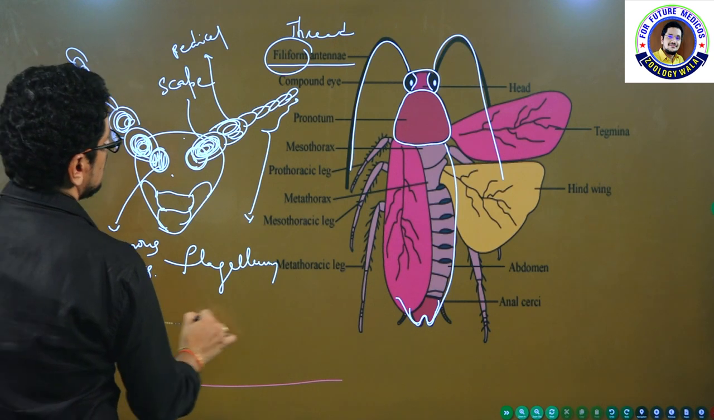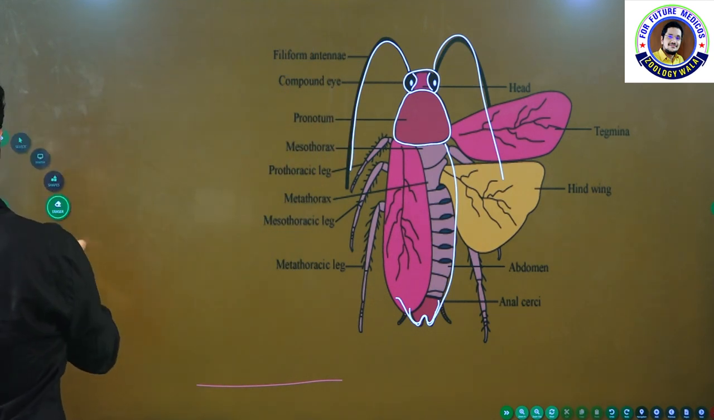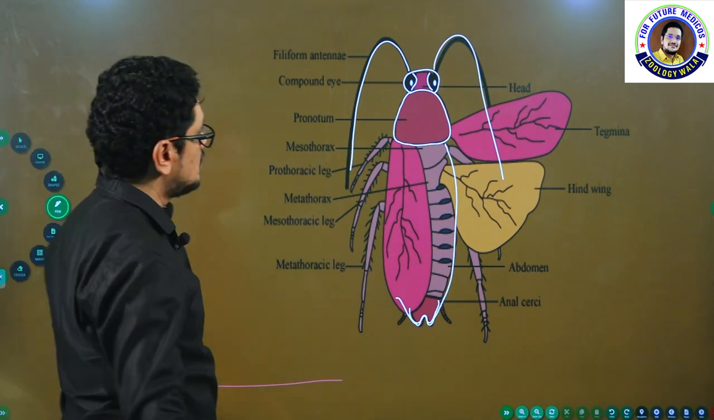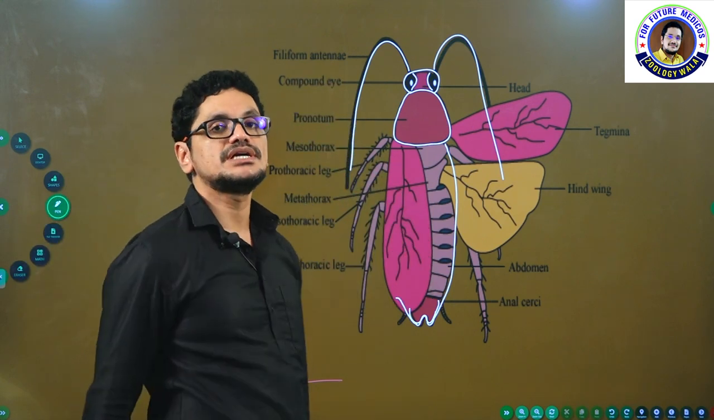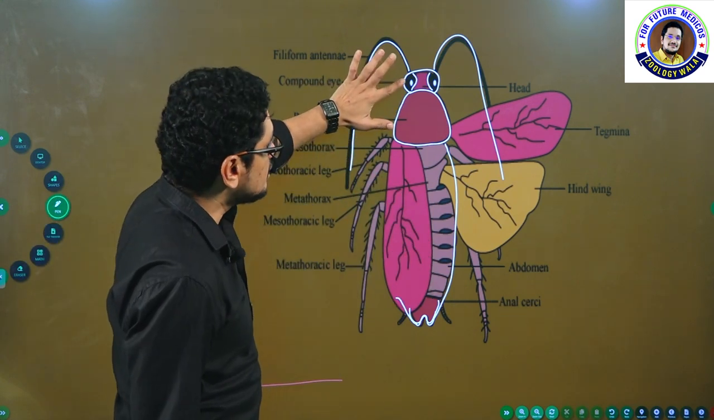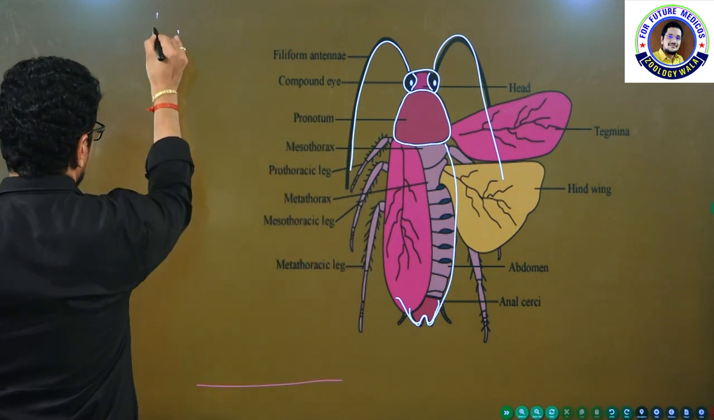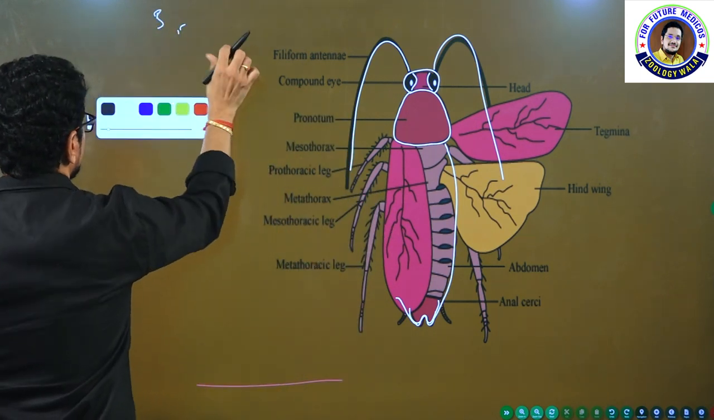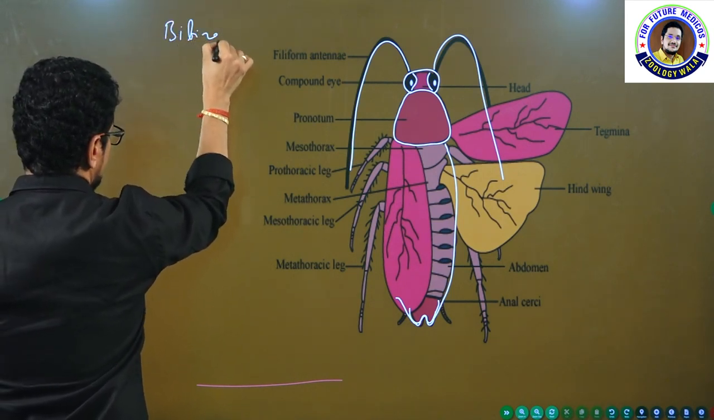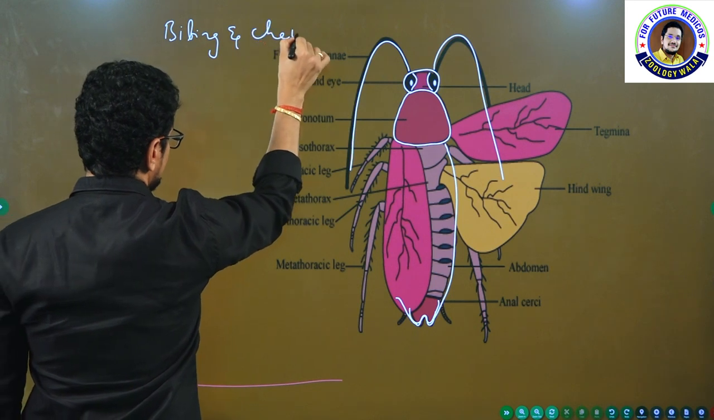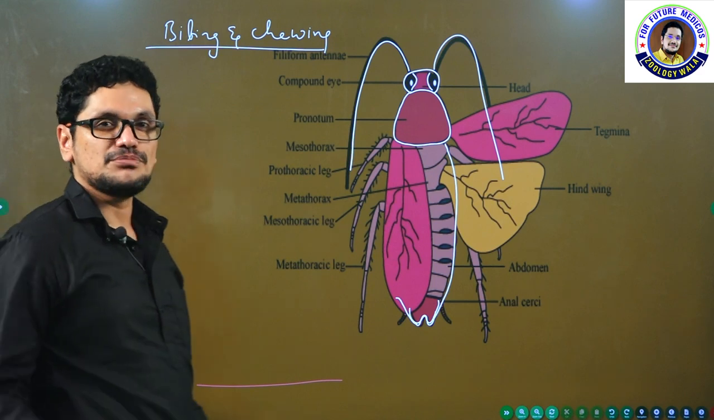Just before that, I am going to show you the different parts present in the thorax. I will explain, but first, the head region contains the mouth parts. What mouth parts are present in the head region? Biting and chewing type of mouth parts are present in the cockroach.